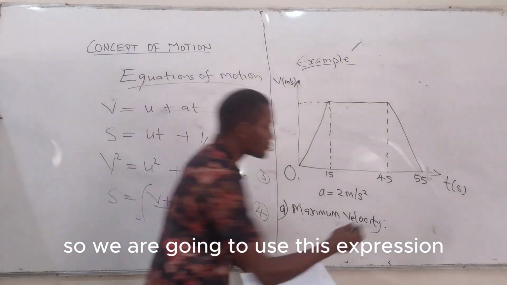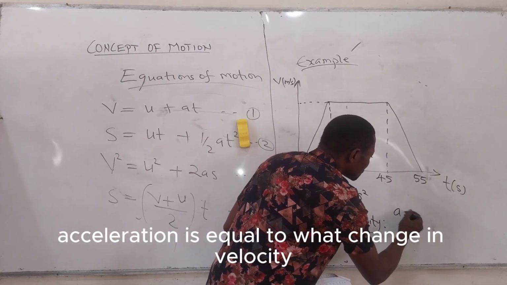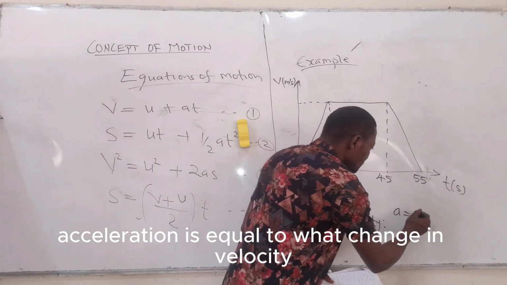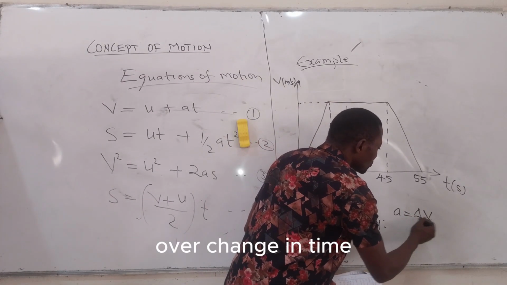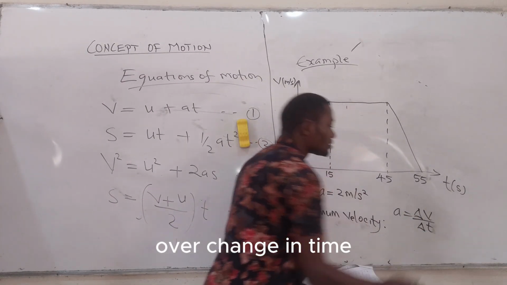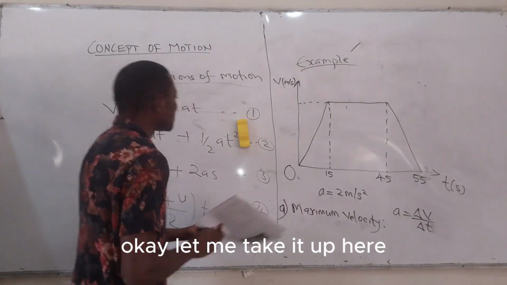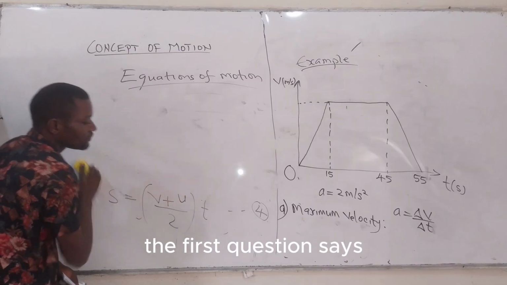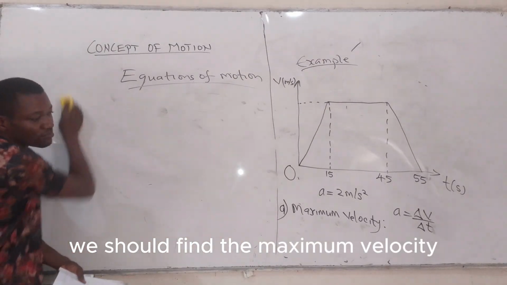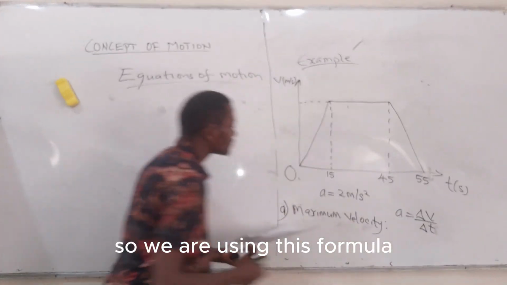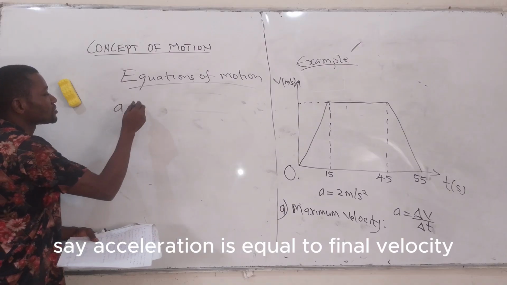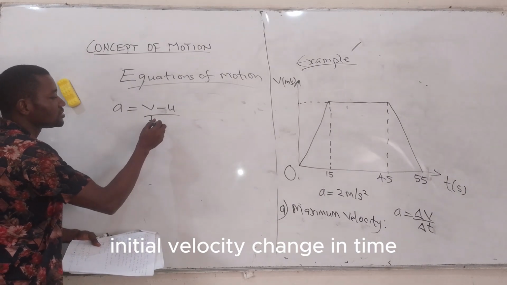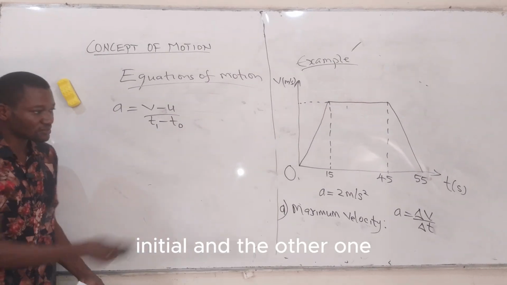So we are going to use this expression: acceleration is equal to what? Change in velocity over change in time. Okay, let me take it up here so that we'll be able to see it very well. The first question says we should find the maximum velocity. So we are using this formula: acceleration is equal to final velocity minus initial velocity over change in time, final minus initial.